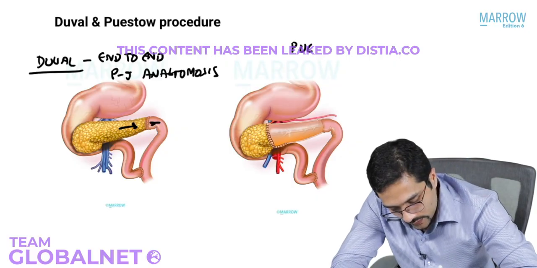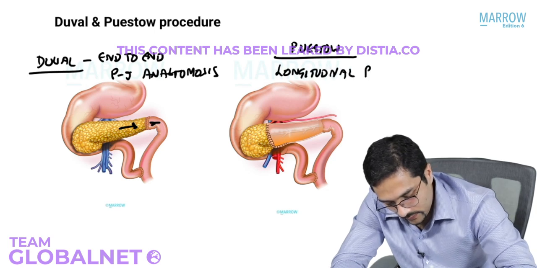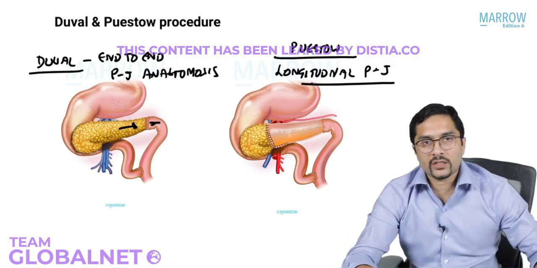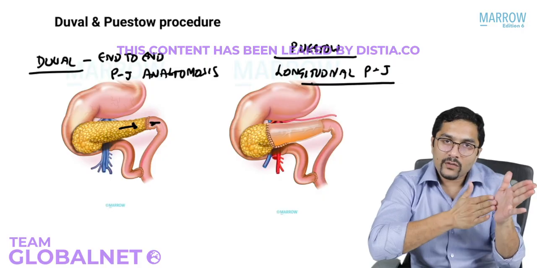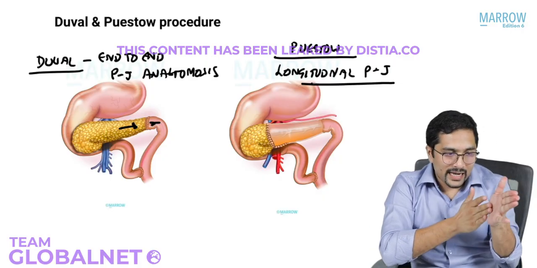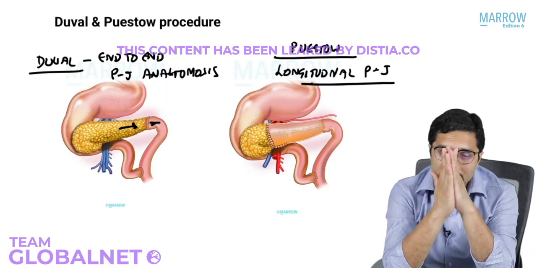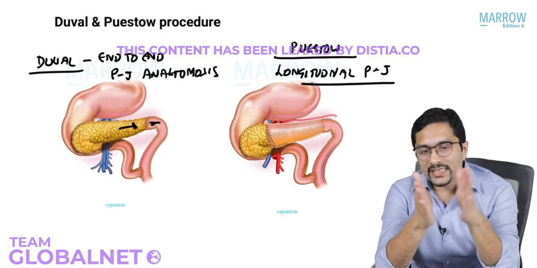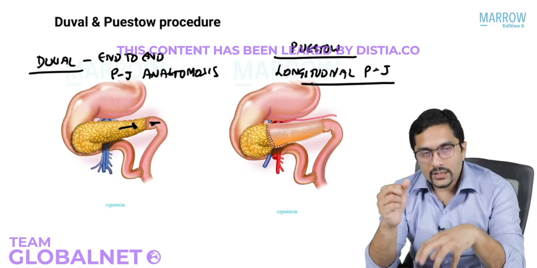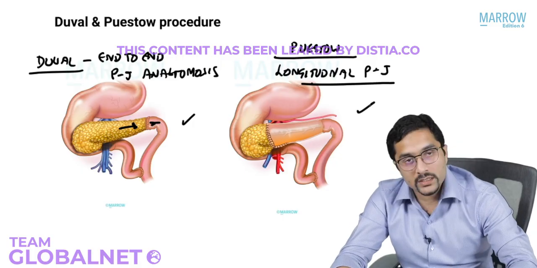Whereas Puestow's procedure is also known as longitudinal pancreatico-jejunostomy. Here, the entire length of the pancreatic duct is anastomosed with the jejunum. That is LPJ, longitudinal pancreatico-jejunostomy, or side-to-side anastomosis, and that is Puestow's method. So you should be able to identify both the images.